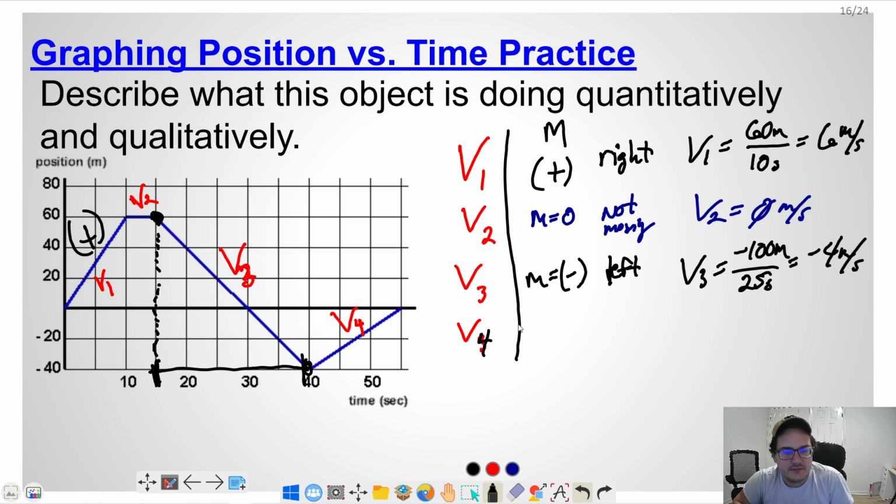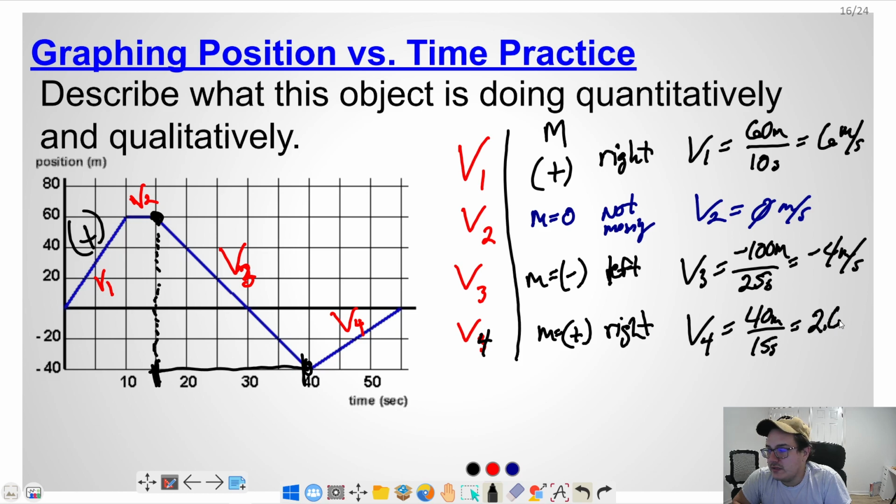Oh, we'll put velocity 4. Our slope is positive, which means we're going to go to the right. And our velocity 4 here is going to be, our rise looks like it's going to be 40 meters over 15 seconds. And I believe it's going to get us an answer of 2.6 meters per second, or 2.7 would be more rounded.